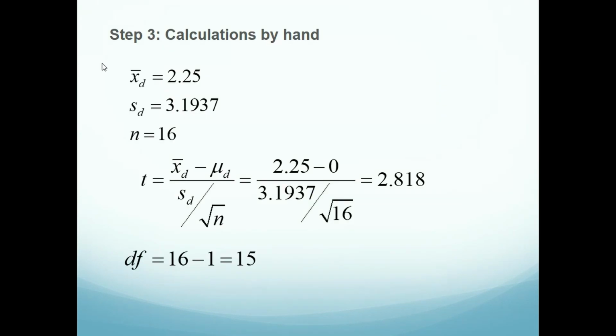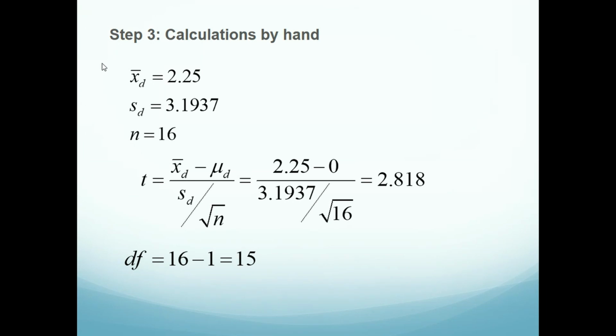All right, calculations by hand. The mean of our differences here for the sample was 2.25 with a standard deviation for our sample of 3.1937. We have an n of 16. If we plug that into our test statistic formula t, we end up with a 2.818 as our test statistic. Degrees of freedom here are calculated as normal with n minus 1 being 15.